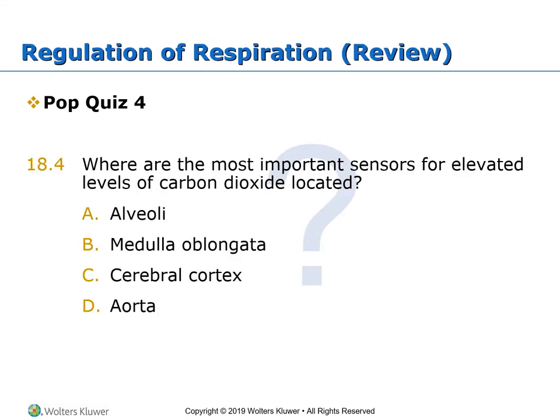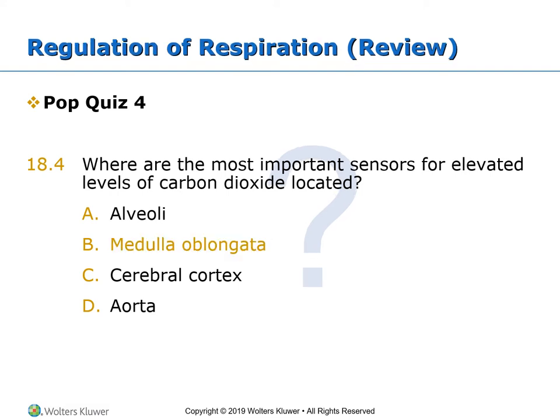Where are the most important sensors for elevated levels of carbon dioxide located? A, alveoli, B, medulla oblongata, C, cerebral cortex, or D, aorta. The most important sensors for elevated levels of carbon dioxide are located at the level of the medulla oblongata.